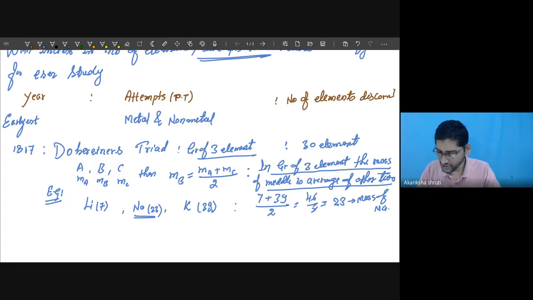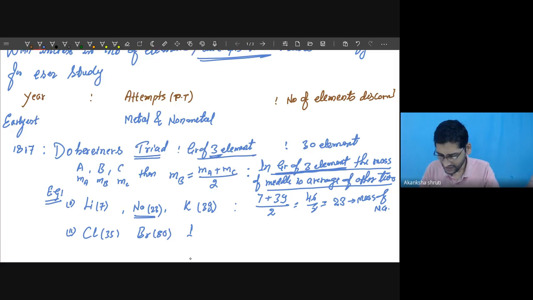A simple MCQ question is asked: how many elements were placed together in Dobereiner's triad? The name itself indicates that triad means three. Only 3 to 4 triads were determined by Dobereiner. The first triad was this one. The second was chlorine, bromine and iodine. So chlorine's atomic mass is 35.5, roughly we can take this as 35.